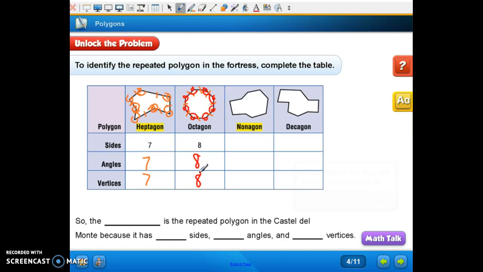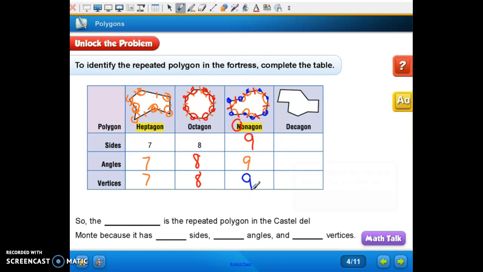A nonagon. Who knows how many sides a nonagon has? 9 sides. That might be easy, it starts with the N. Okay? So we have 9 sides, 9 angles, and 9 vertices.